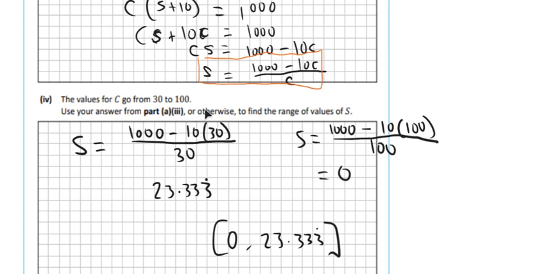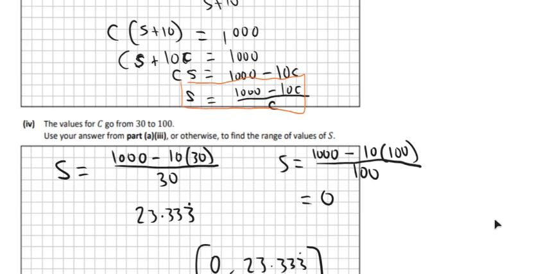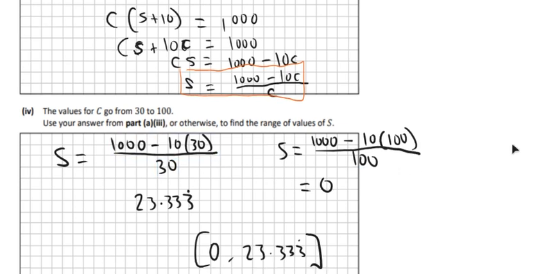So if the values of C go from 30 to 100, then the range for S has to be, the biggest one is going to be for 30, and then the smallest one is going to be for 100, because remember we said before that the bigger the number C is, the smaller S will be in this case as well, because you're dividing in.